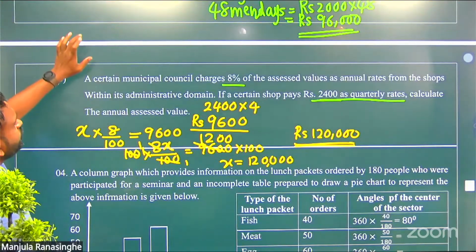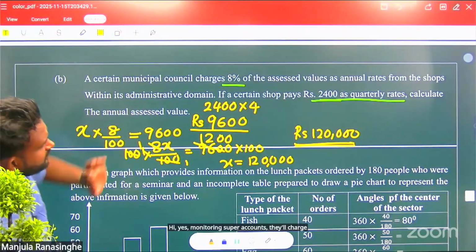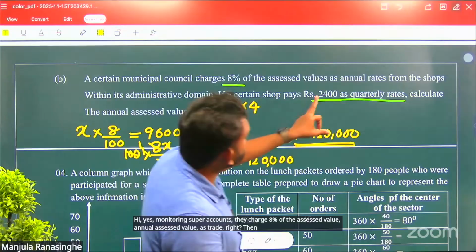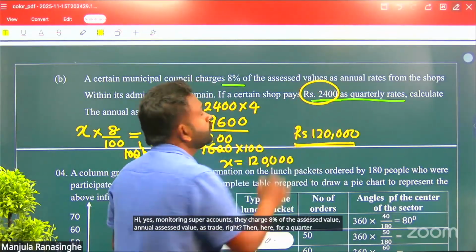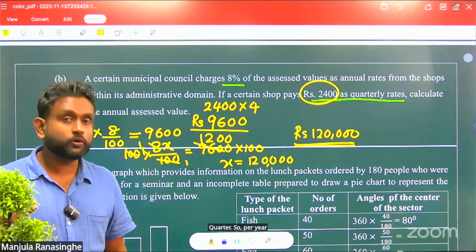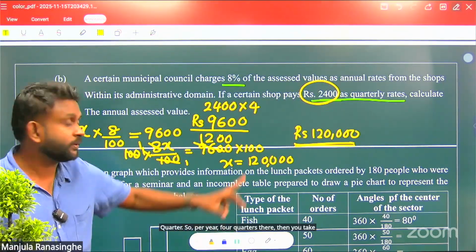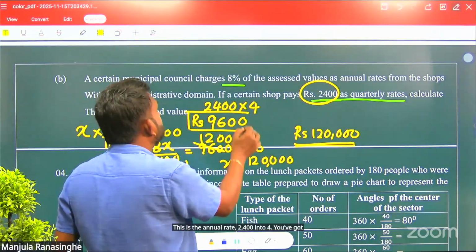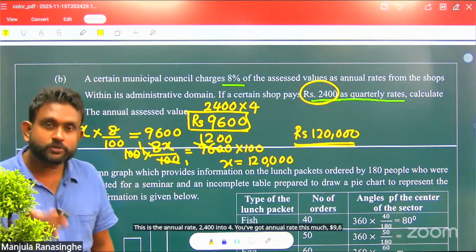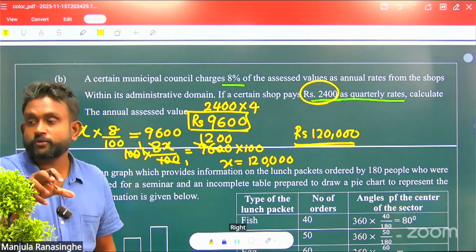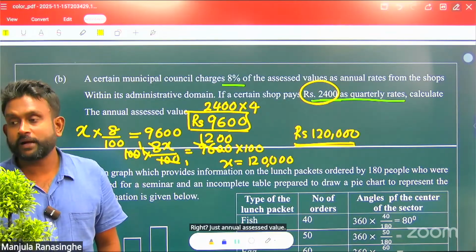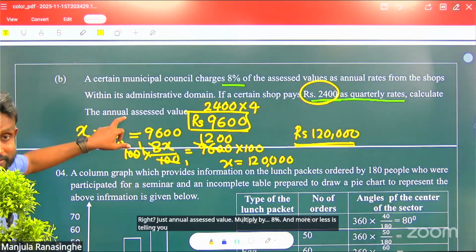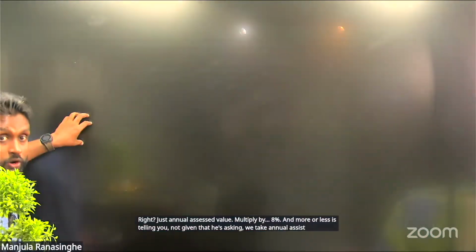Yes, the municipal council charges 8% of the annual assessed value as the rate. Here for a quarter it is 2,400. So per year there are 4 quarters, then you take the annual rate. This is the annual rate, 2,400 into 4, and you get 9,600. How do we get the annual rate? Just the annual assessed value multiplied by 8%. The annual assessed value is not given, that is what is being asked, so we take the annual assessed value X times 8%.